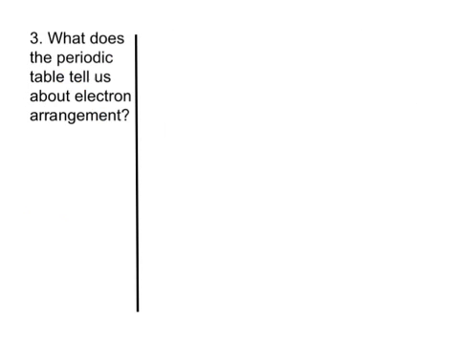Our last question for these notes is, what does the periodic table tell us about electron arrangement? Now, we know that electrons are in shells and further divided into subshells around the nucleus, but how does the periodic table give us hints about these arrangements of electrons? It does, and so let's take a look at how it does that.